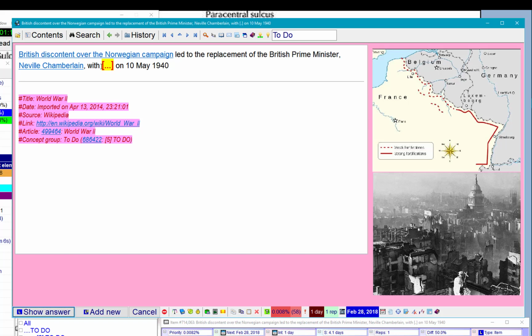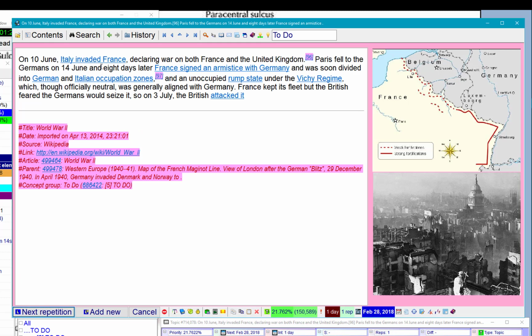British Prime Minister Neville Chamberlain with Winston Churchill. Yeah, that's easy. On June 10th, Italy invaded France, declaring war on France. Paris fell to the Germans. Under the Vichy, that's important. Vichy regime. I'll work on it later.